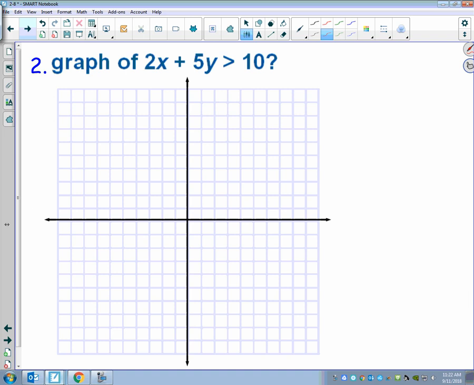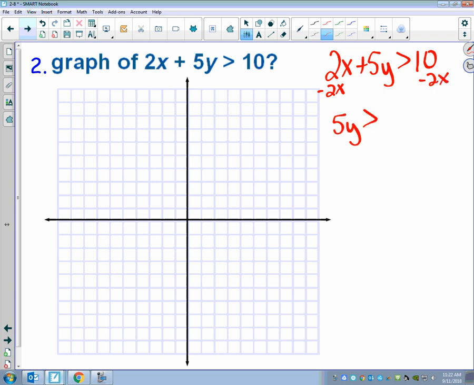So let's do another one. Step 1, we have to put this in slope-intercept form, which is why in chapter 1 we solved for variables. You have to be able to solve for y. So step 1, I'm going to add or subtract anything that's over here.